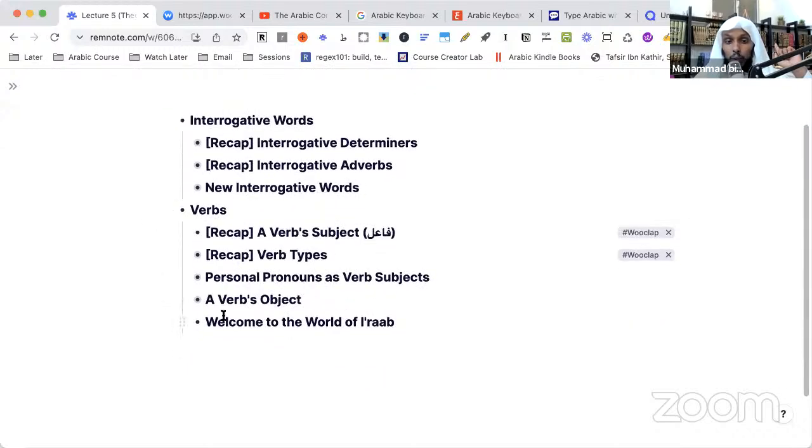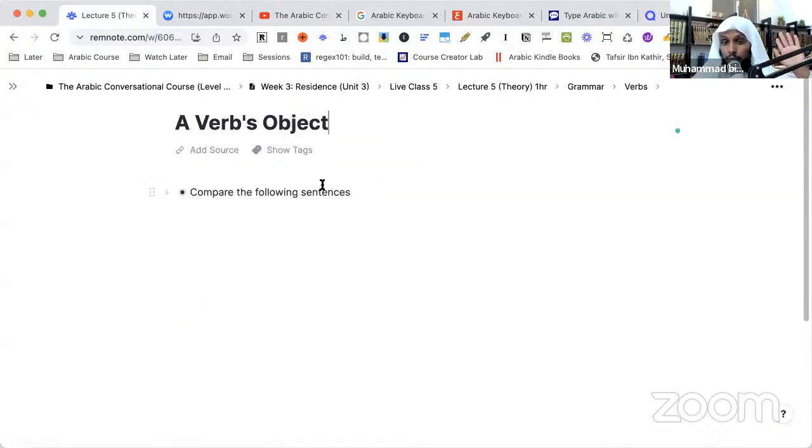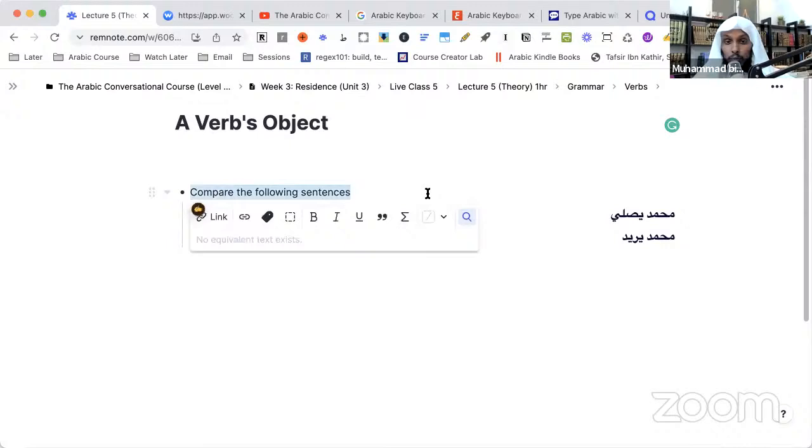Finally, the last thing we're going to cover today is what we call the verb's object. Okay, and I want you to compare these 2 sentences. Okay, we have Muhammadun yusalli and we have Muhammadun yurid. What can you say about these 2 sentences?